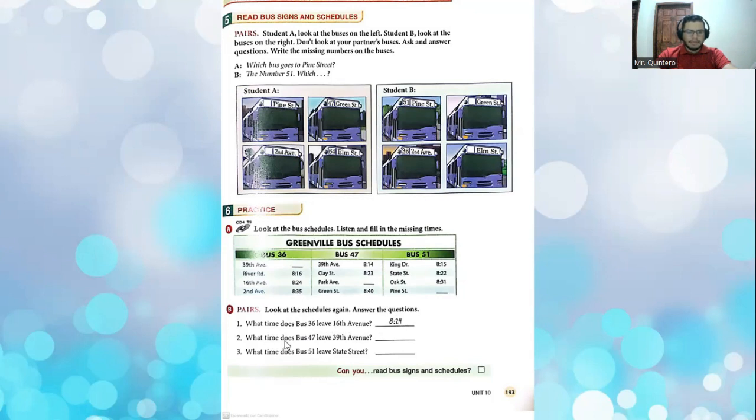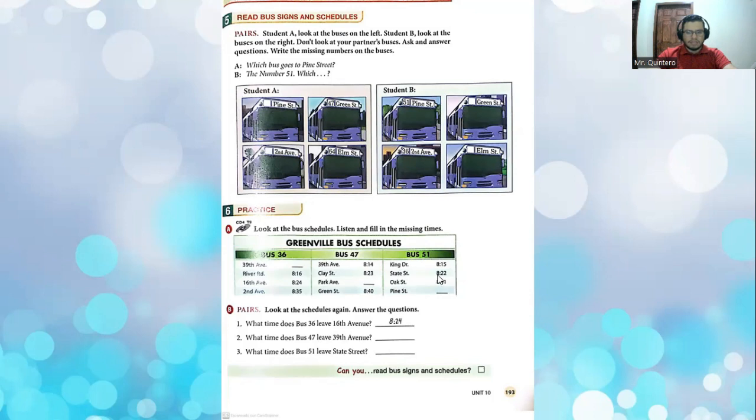8:24. What time does bus 47, miren el bus 47, leave 39th Avenue? 8:14. What time does bus 51 leave Straight Street? Bus 51?